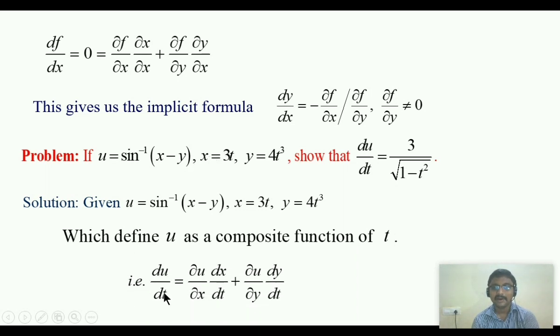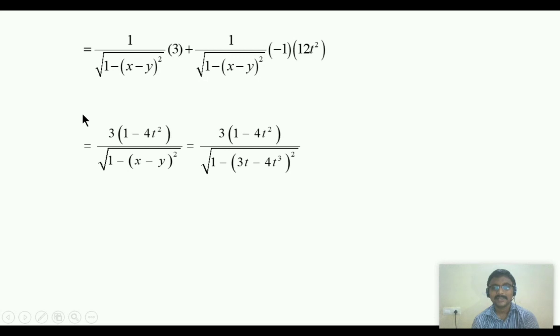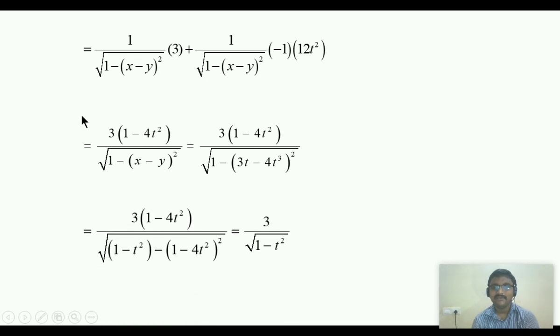Now we have the formula du by dt is dou u by dou x into dx by dt plus dou u by dou y into dy by dt, which is already discussed in the definition. Now substituting the partial derivative values in this equation, we get the expression. On simplifying, we get 3 by root of 1 minus t square. It is the required value of du by dt, that is, du by dt is given by 3 by root of 1 minus t square.